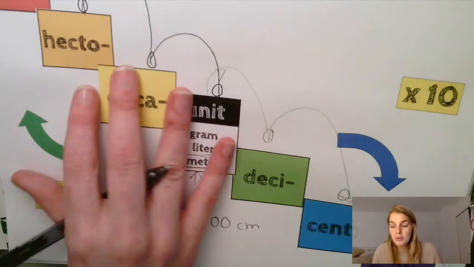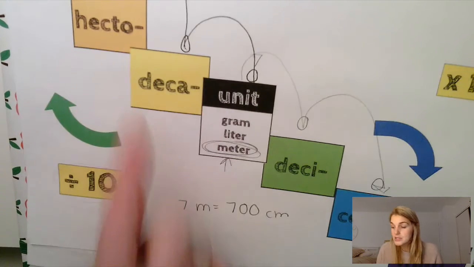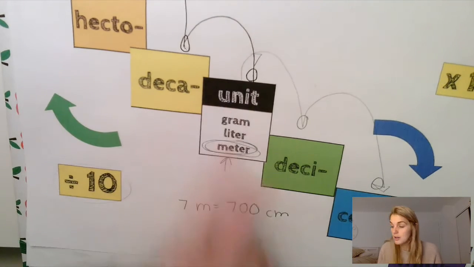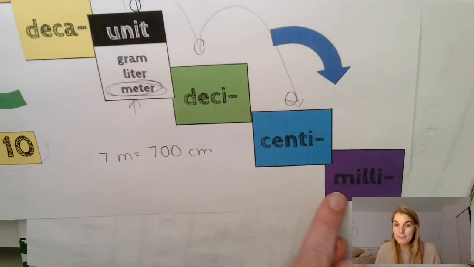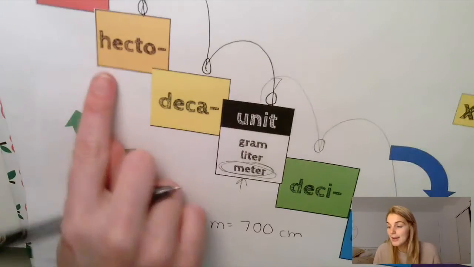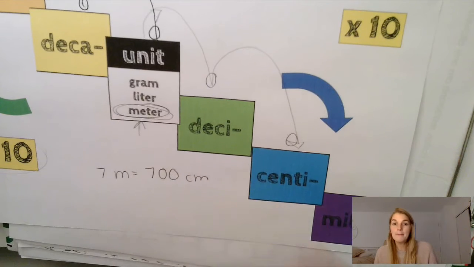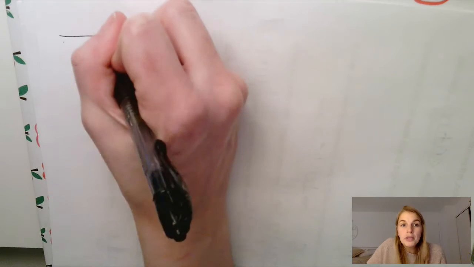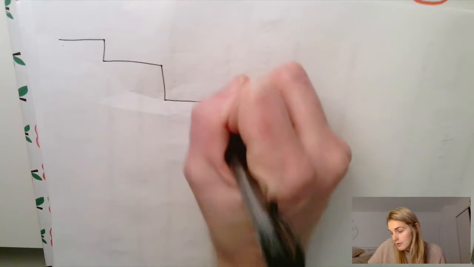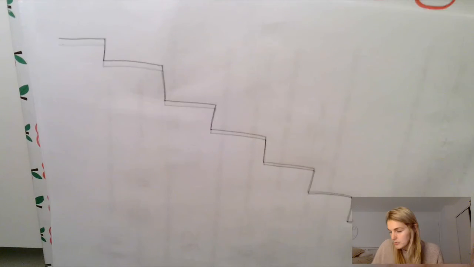Now, a great trick to remembering this is the one you'll hear most often: King Henry doesn't usually drink chocolate milk. But my class and I last year decided it should be King Henry died, unfortunately, drinking chocolate milk. That way, if you are posed with a problem, you can make your steps yourself. King Henry died, unfortunately, drinking chocolate milk. So let's write that. King Henry died. This is your units.